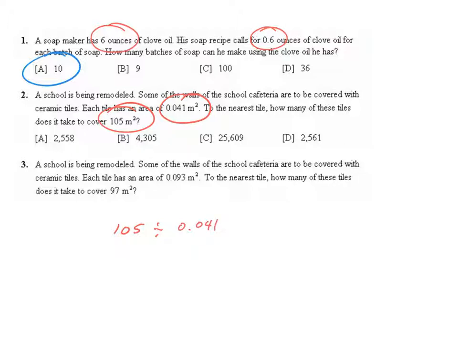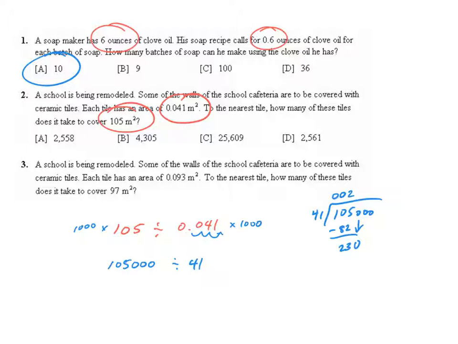4,100 square meters. When we're dividing by decimals, we need to multiply by powers of 10. In this case, I need 1, 2, 3 powers of 10, so multiplying by 1,000. Do the same thing to the dividend to keep the problem balanced. So now I have 105,000 divided by 41. Go ahead and do this division. 41 goes into 105 twice. That would be 82.